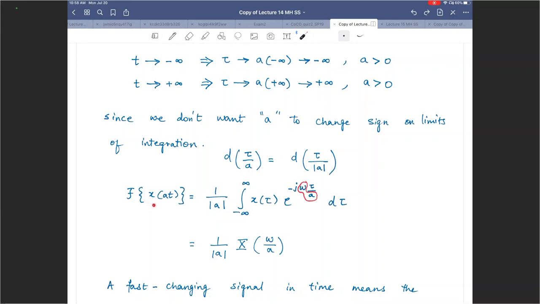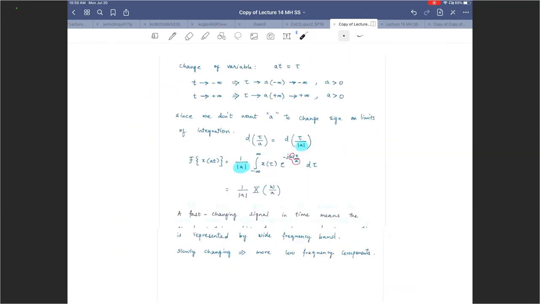The Fourier transform of x of at equals 1 divided by absolute of a, right there, times x of tau. Where is that coming from? Because we simply substituted x of at with x of tau. But in the exponent, what do you have? e to the minus j omega tau divided by a. Where did we get that from? We got that by applying this.